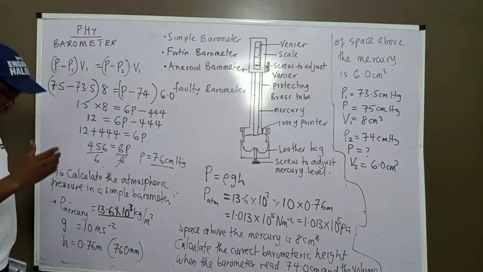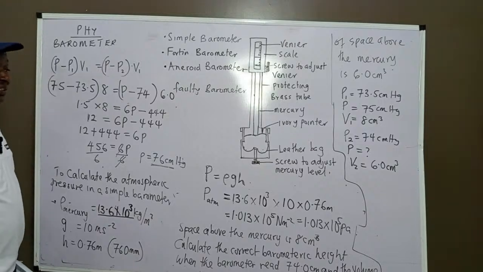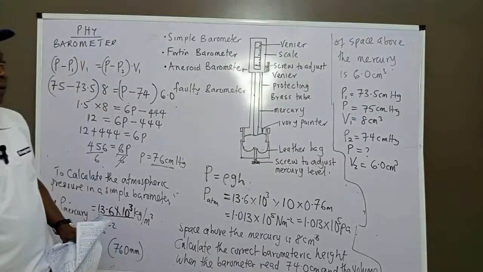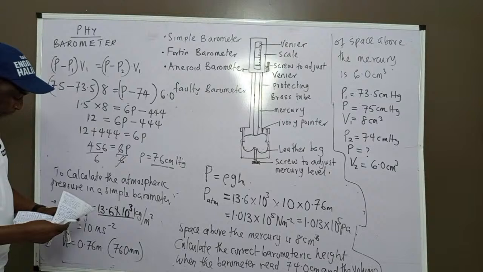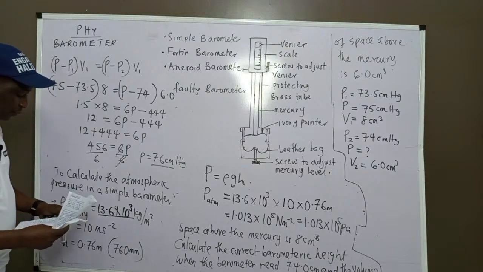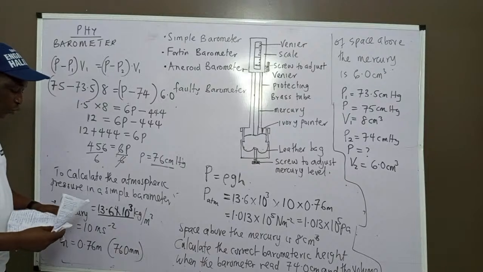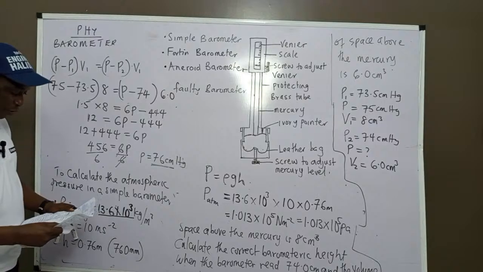And what is the pressure of the atmosphere? The pressure of the atmosphere is 1.013 times 10 raised to the power of 5. That is the atmospheric pressure. Now we have concluded everything that we needed to know concerning a simple barometer.